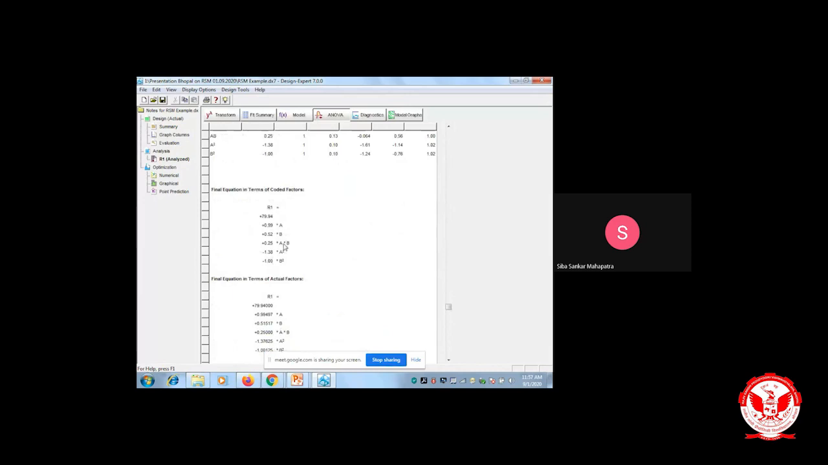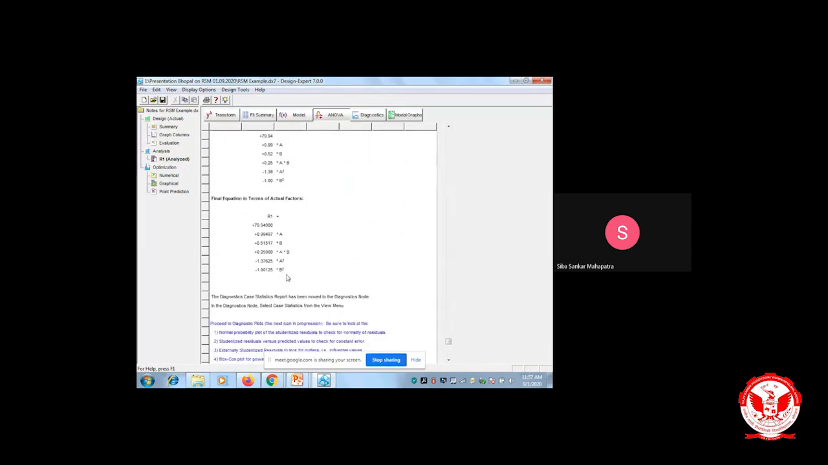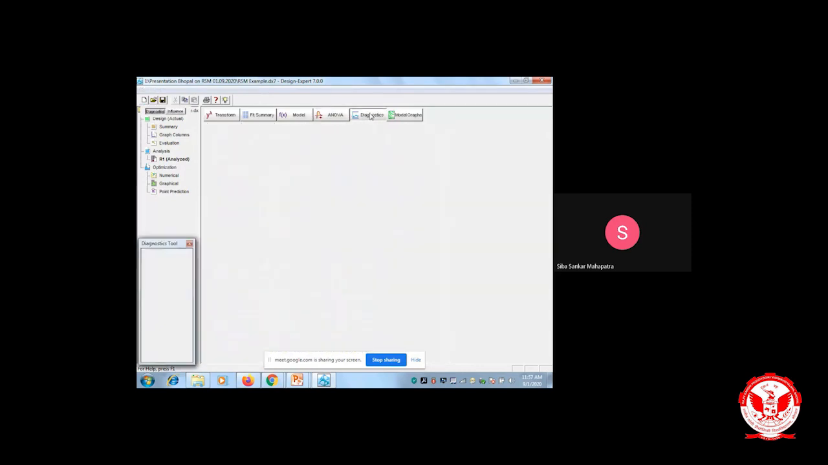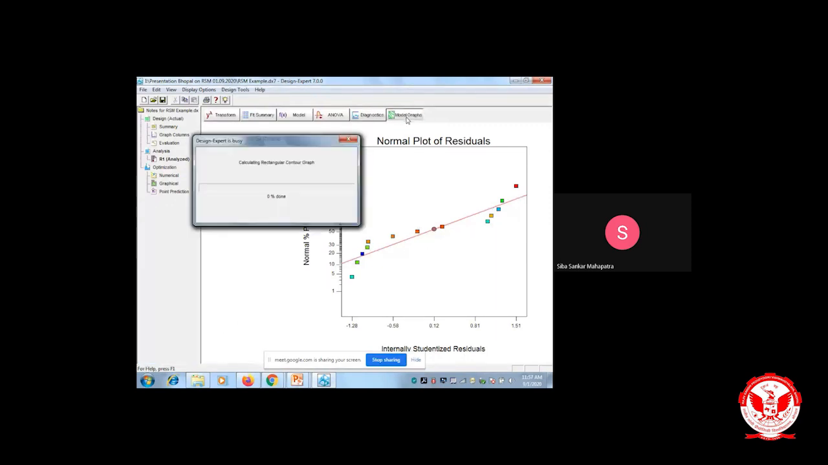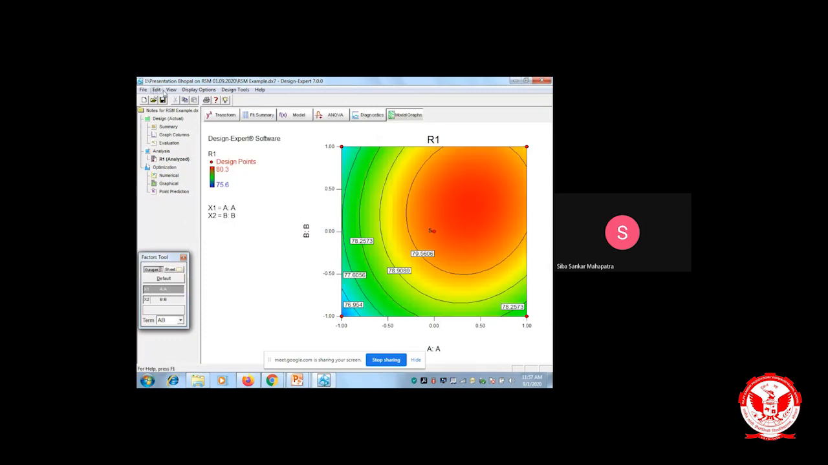So now to get the equation like this, we will get two equations. One is the coded form and another is the actual form. Then you can diagnose the model. Once you diagnose the model, you can have the normal plot of the residuals. The normal plot of the residuals should say that your error is normally distributed. That means all the errors, that is the residual points, should lie around this line. So you can say it is normally distributed. Then check the model graphs. You can get three-dimensional graphs like this.